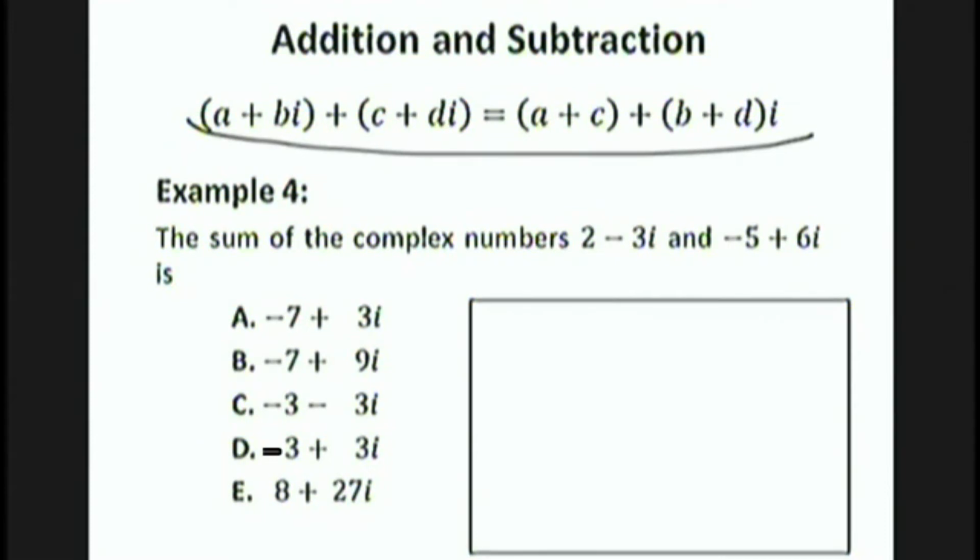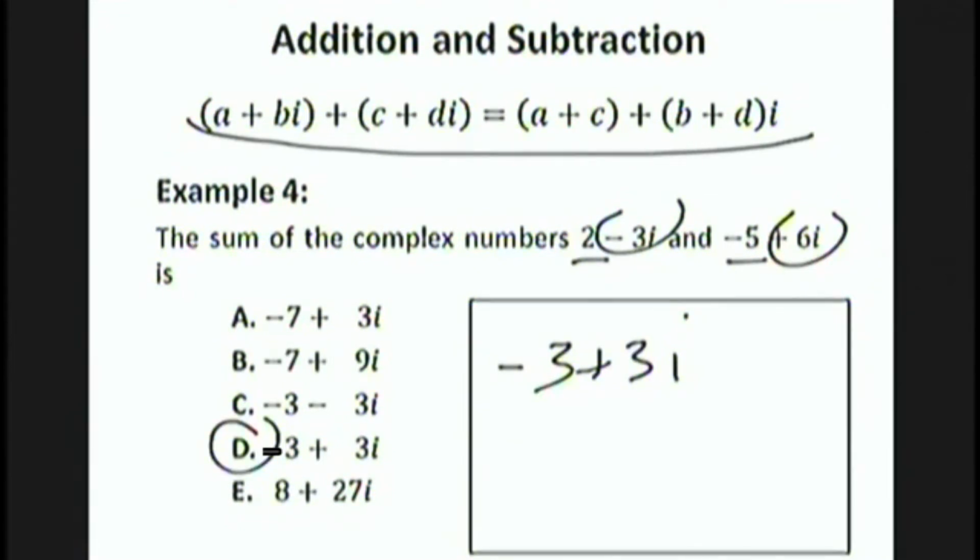The sum of the complex numbers 2 minus 3i and negative 5 plus 6i is what? Well, if we add the real parts, 2 plus negative 5 is negative 3, and then we add the imaginary parts. Be careful to include the sign. Negative 3i and 6i is positive 3i, so that's choice D.